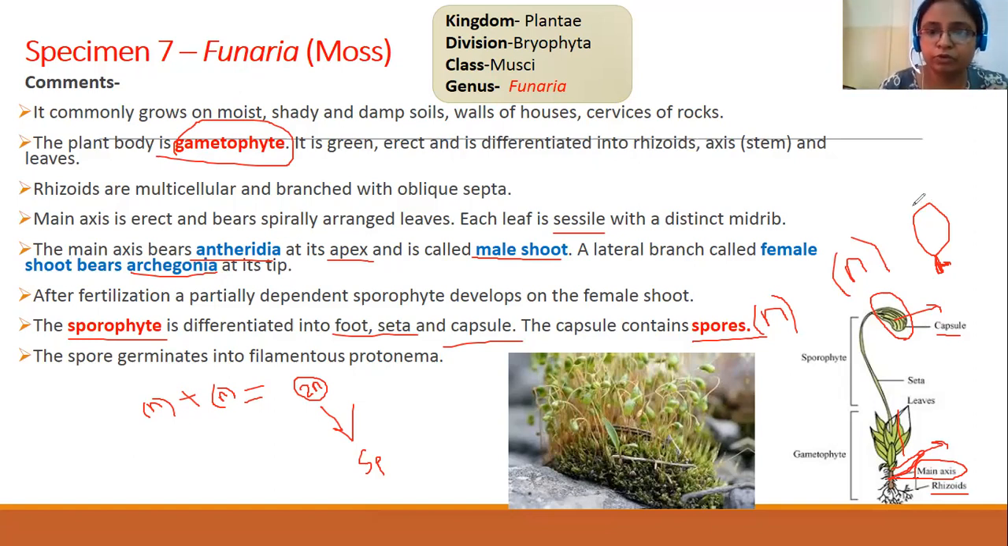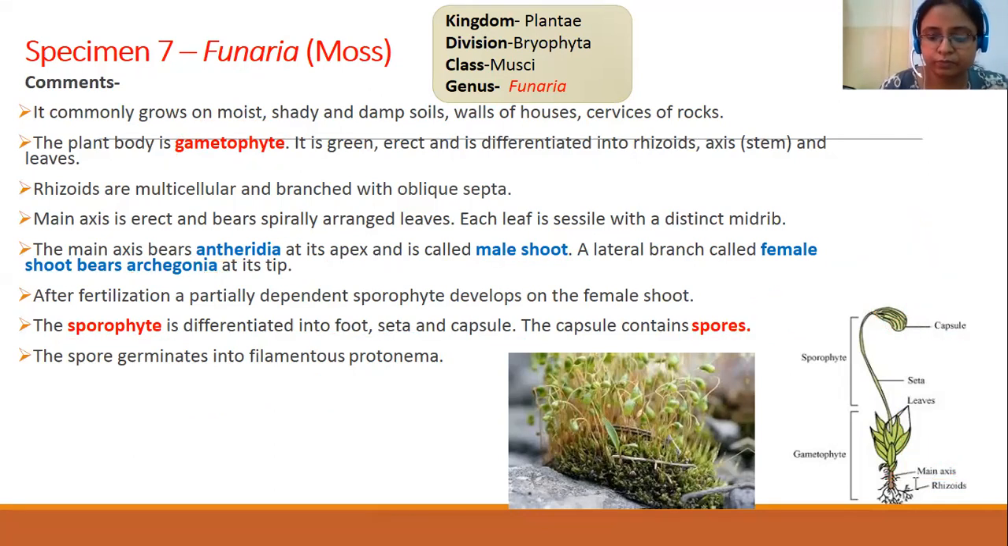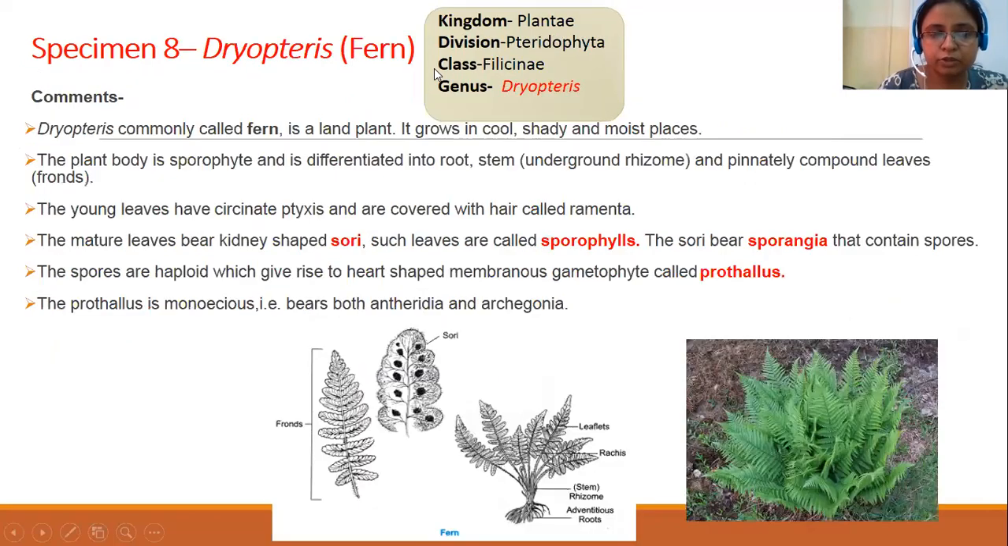Fine. Now moving on to the next specimen. So now the next specimen is the Dryopteris. Dryopteris fern.